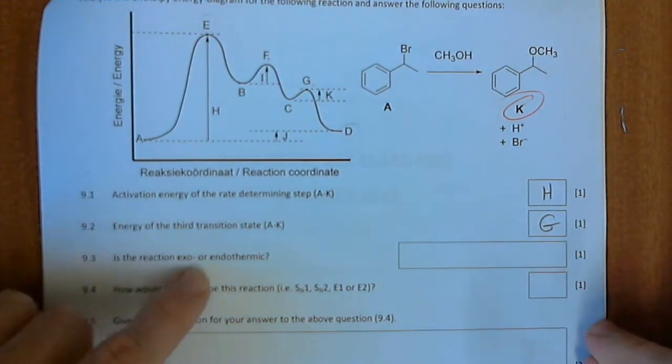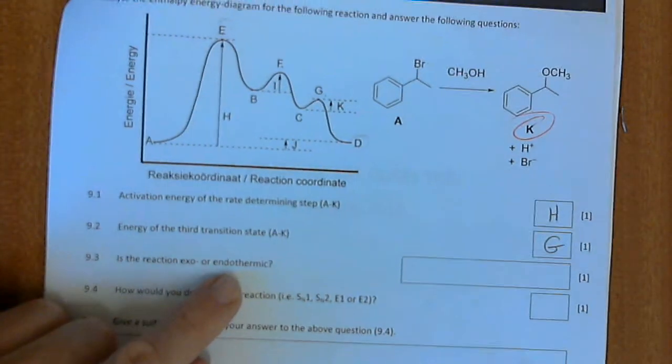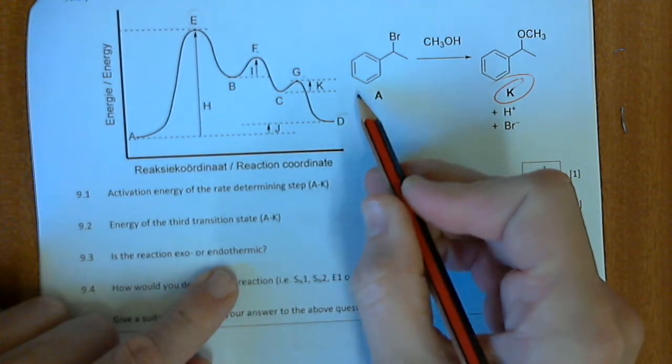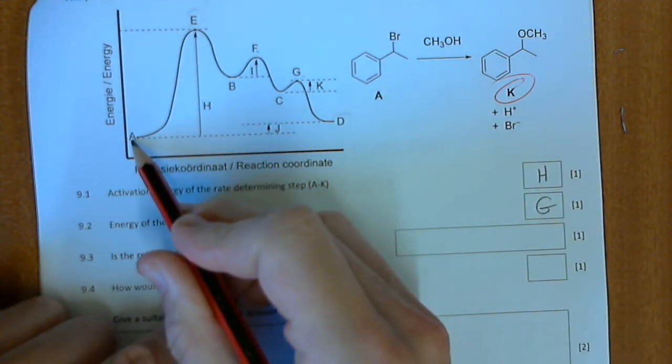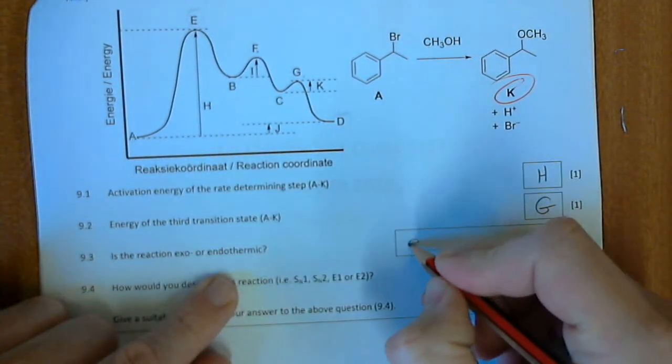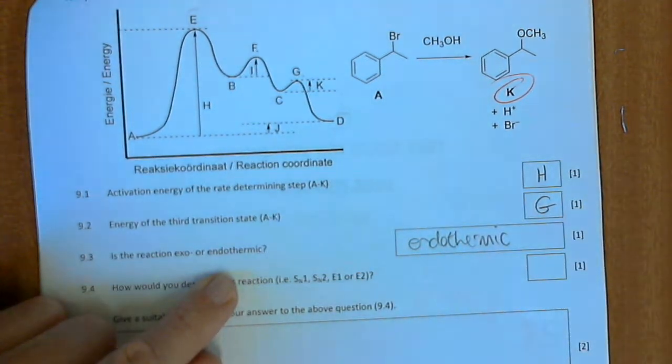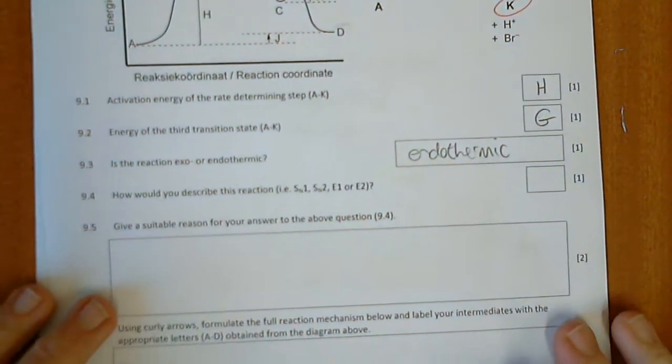All right, is the reaction exo or endothermic? Apparently, all of you got this fairly easily. It's endothermic because the product is at a higher level than the starting material. So again, this was, as I said, done pretty well according to the lecturer who marked this.